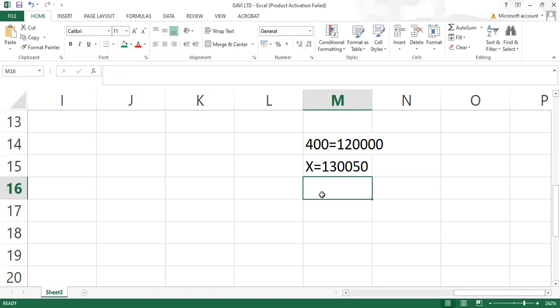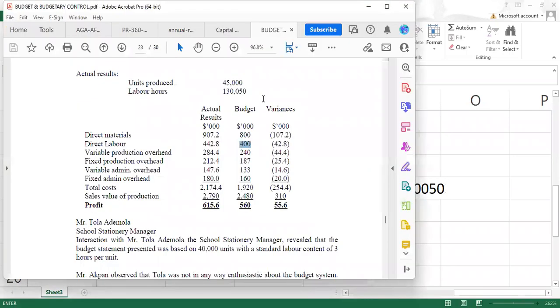Find the x for me. This will give us 120x equal to 400 times 130,050. So for you to get the x, you divide both sides by 120. So what will be the answer? 433.5. So the person who said he didn't get 433.5, are you okay now?